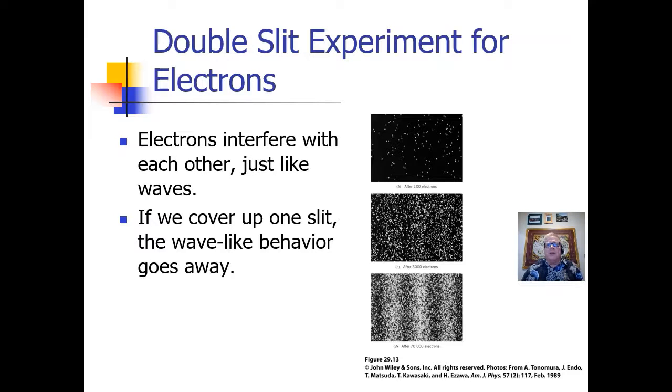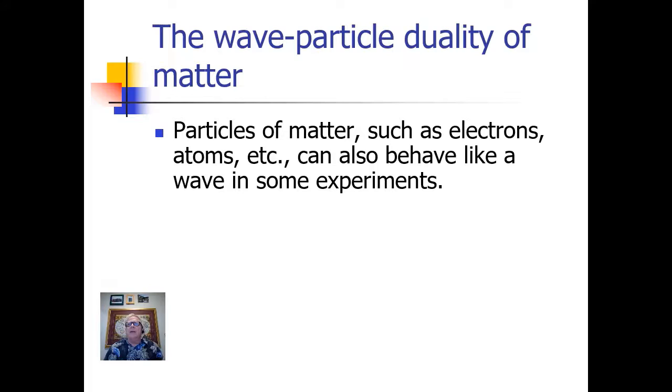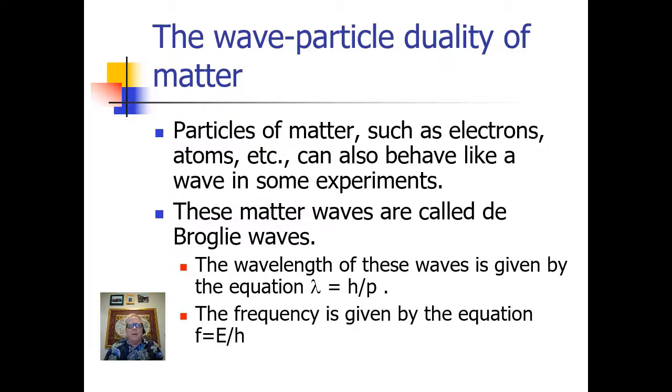It's also important to notice that if we covered up one slit, this wave-like behavior would go away. We would see simply what we would expect to see if electrons were not exhibiting any wave behavior. They were simply going through the slit, and they piled up behind the slits. So, as it turns out, particles like electrons can exhibit wave-like behavior in some experiments. The wavelength of these waves was derived by a physicist by the name of Louis de Broglie.